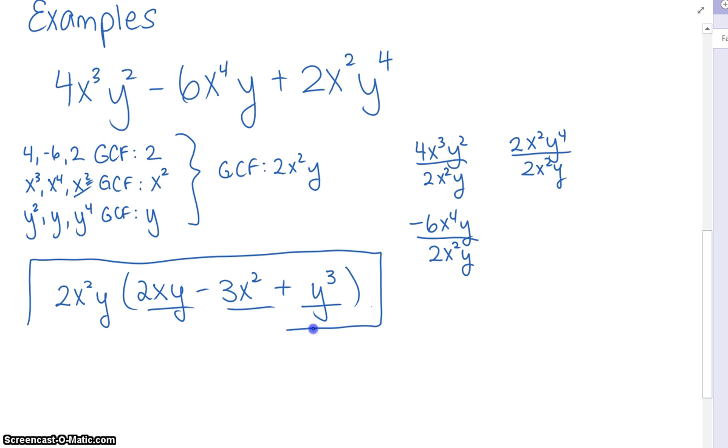This would be your factored form of taking out a greatest common factor of the original polynomial. You can always double check your work to make sure you've done it right by doing a quick distribution to make sure that it matches up with the original statement.